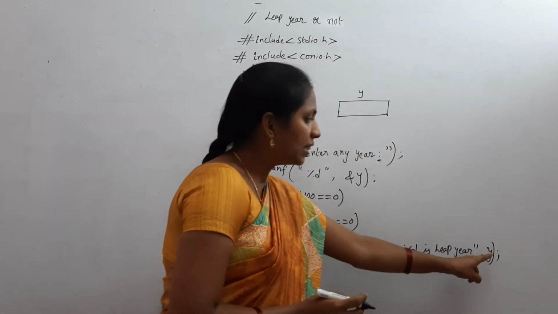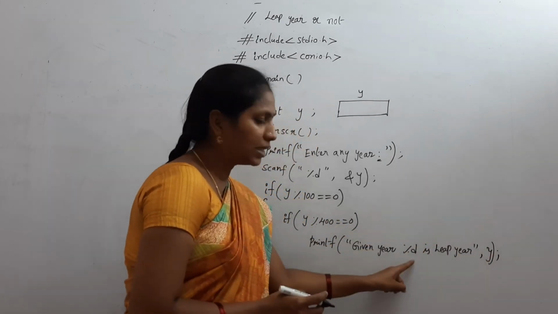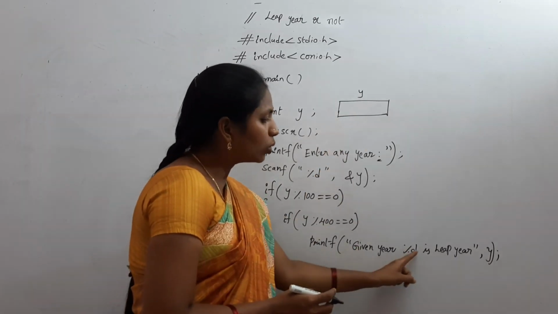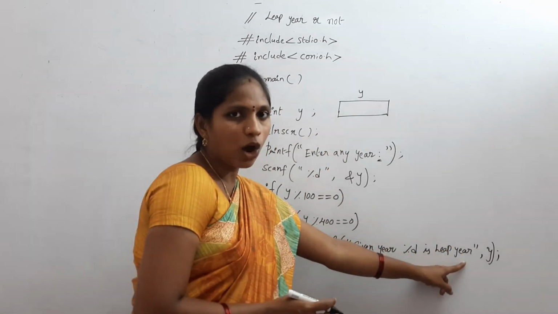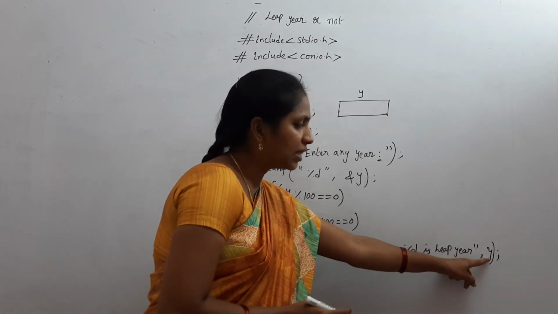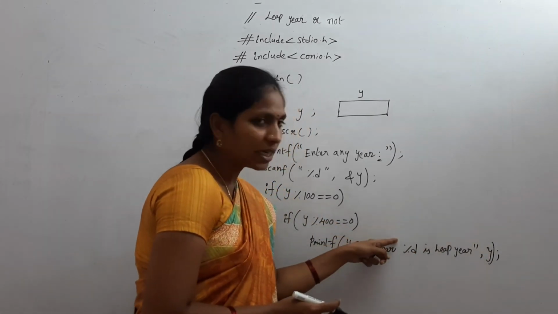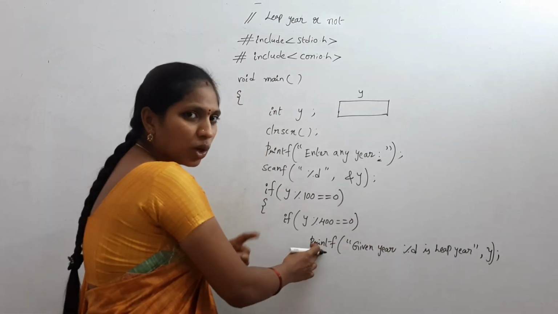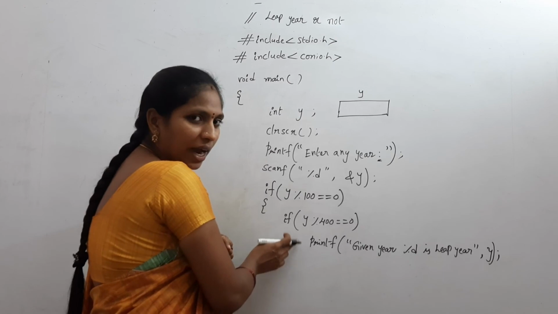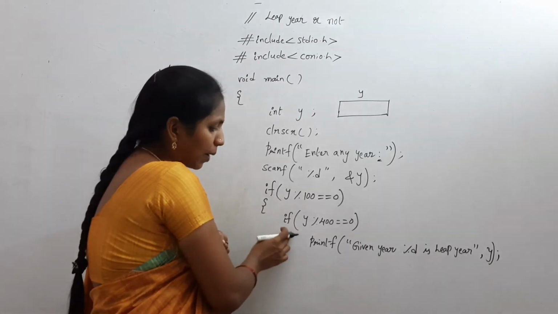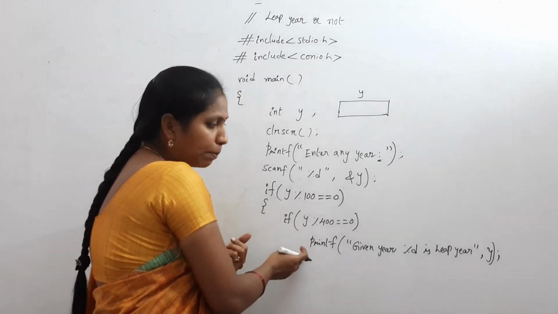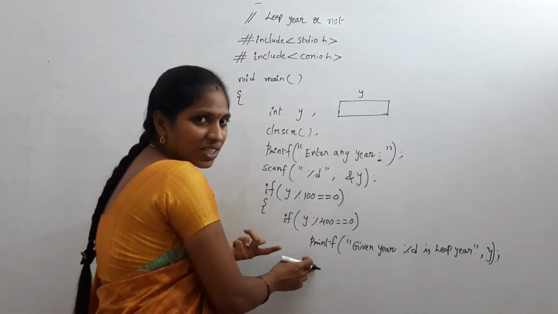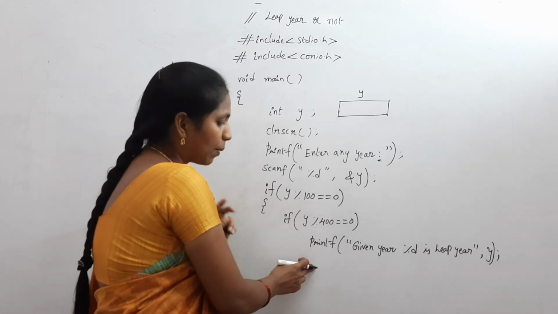The value present in this y will be displayed in this %d. For suppose I entered 2000, then the output is "given year 2000 is a leap year", because 2000 is present in y, and the value of y is placed at the %d format specifier. This is only one statement, that's why I did not use flower brackets. We can use them, but if there are more than one statement, then you should use flower brackets.